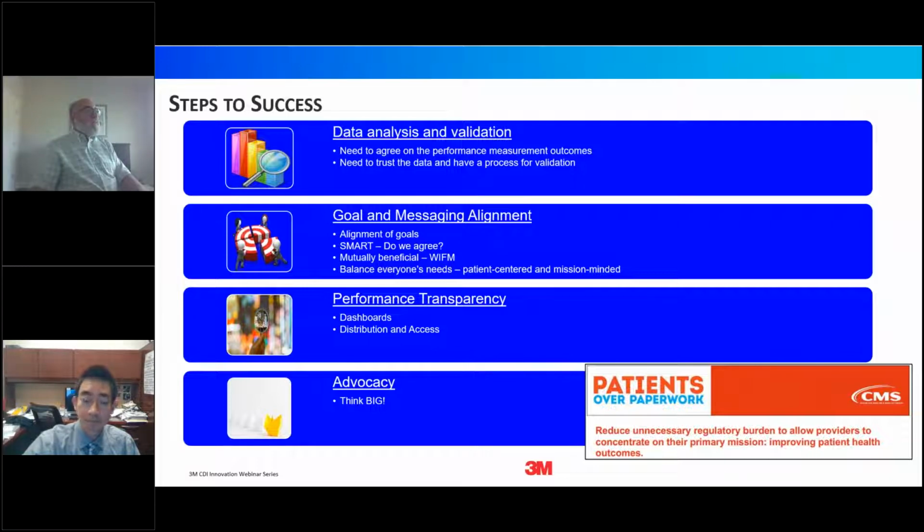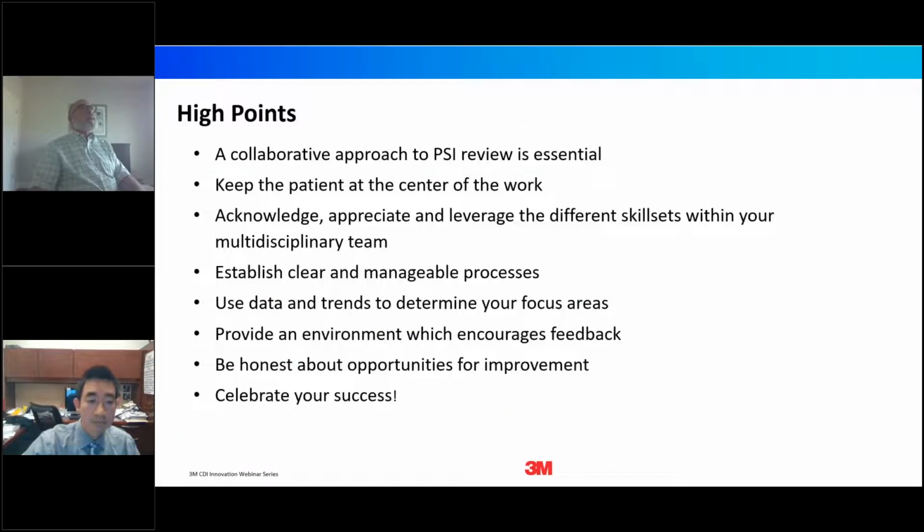Okay, cool. Let's see. So some high points, just make sure that you take a collaborative approach. We feel like that's really the best way to review PSIs, and make sure you keep your patients at the center of the work. It's always good when you have multidisciplinary teams, and even just all teams and all peers, and just make sure you acknowledge, appreciate, and leverage all the skill sets. Make sure you have clear and manageable processes. Make sure you use data.